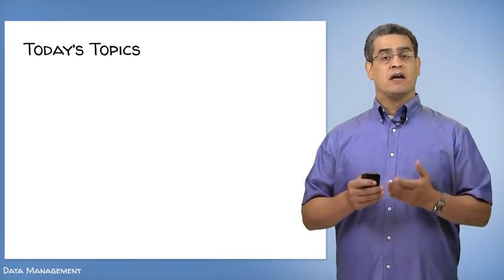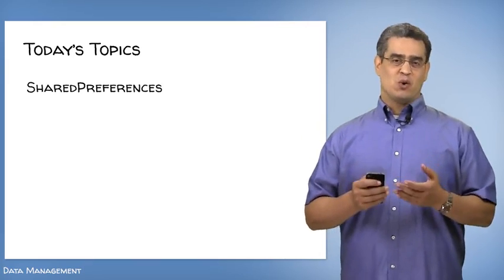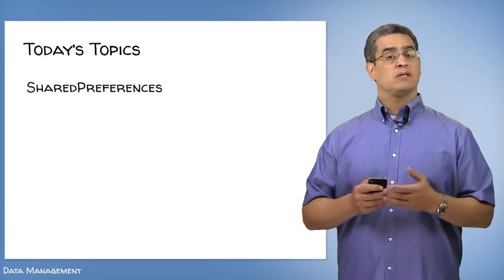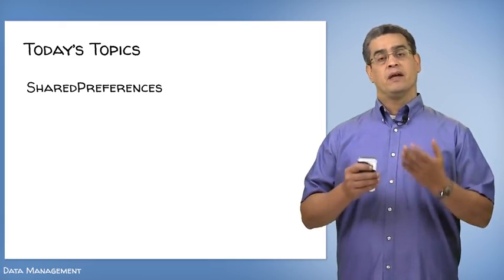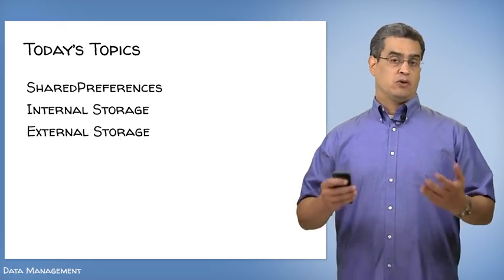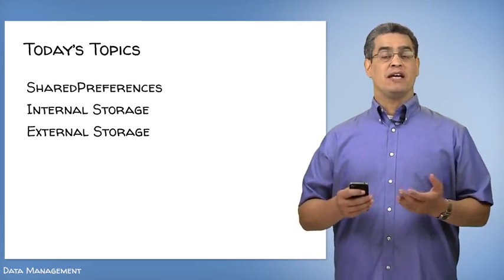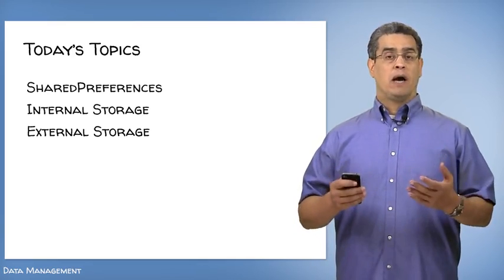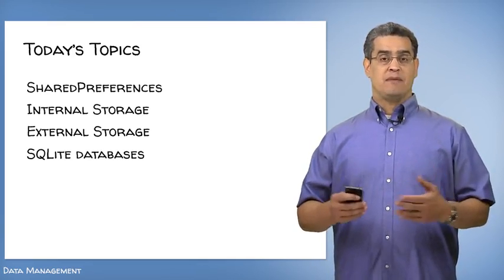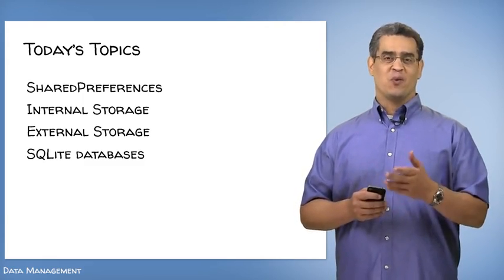I'll begin by talking about the Shared Preferences class, which allows applications to store and manage small amounts of primitive data. Next, I'll talk about writing files to both internal and external storage. And lastly, I'll finish up by discussing the creation and use of complex SQLite databases. Let's briefly discuss each of these storage options one at a time.